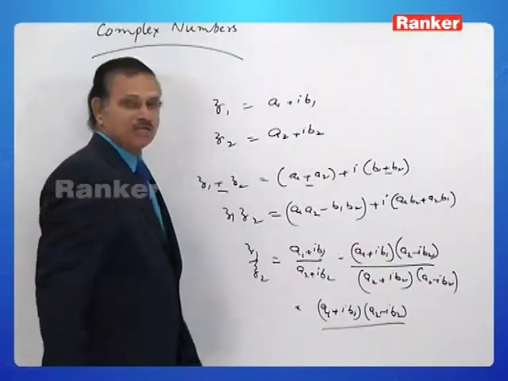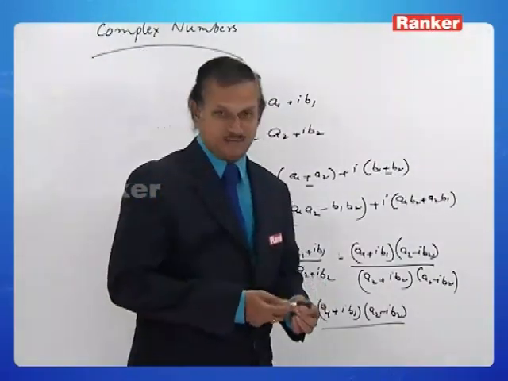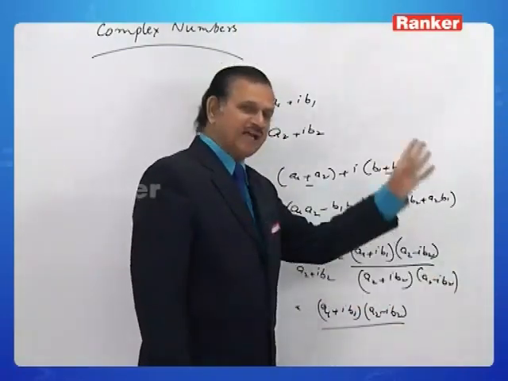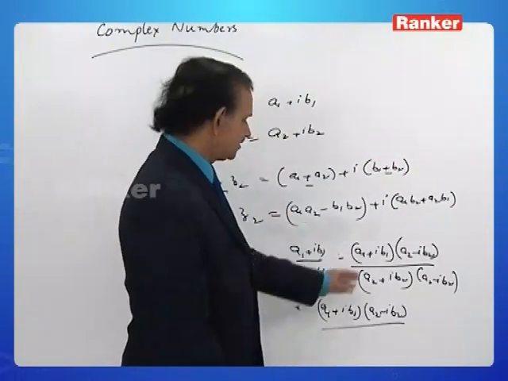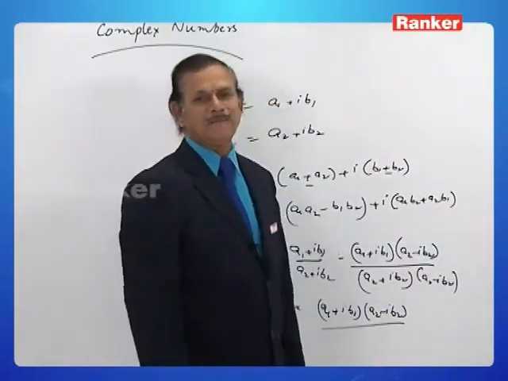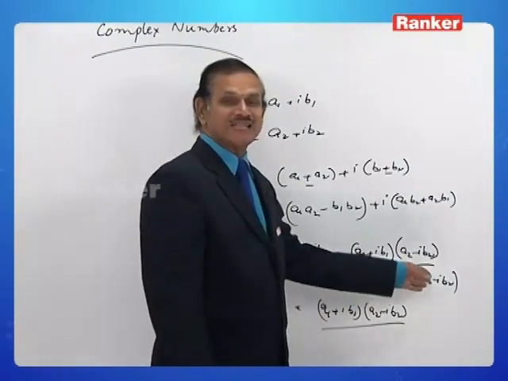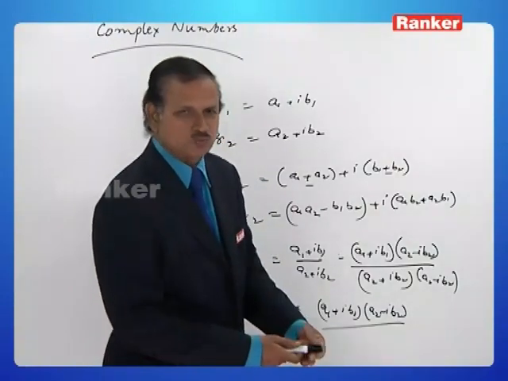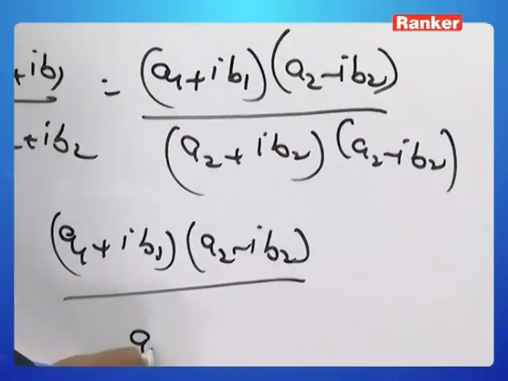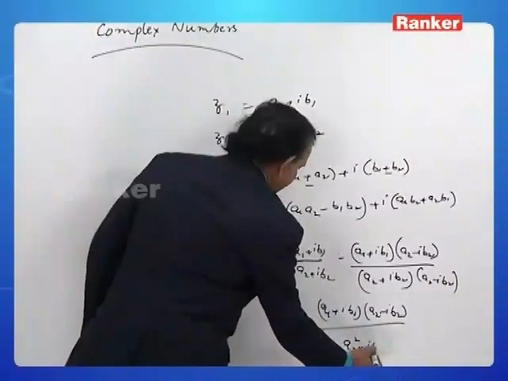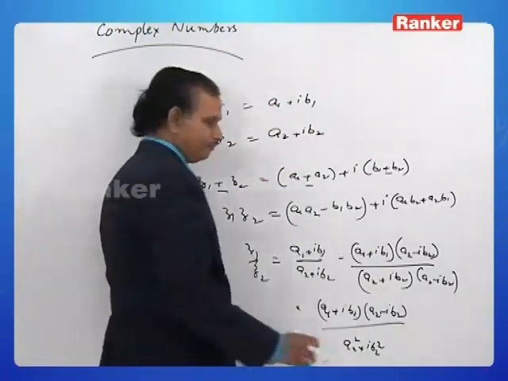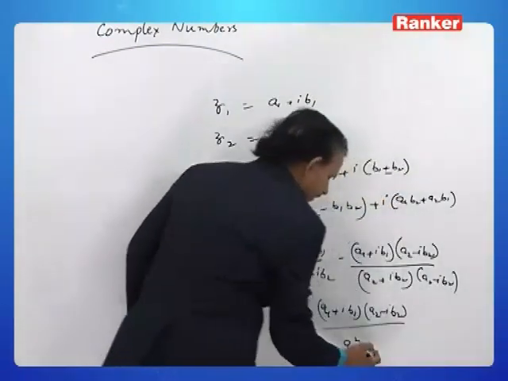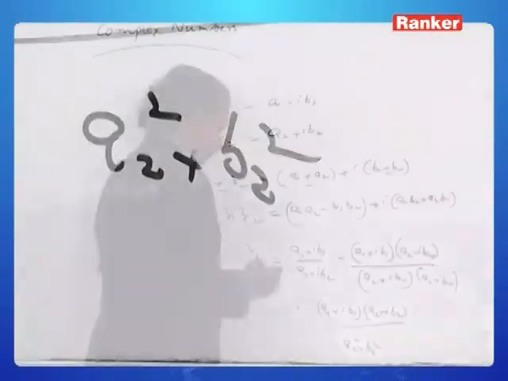The special interest will be about the denominator. A2 plus IB2 into A2 minus IB2. What will it be? It looks like x plus y into x minus y in our usual real number system. What is x plus y into x minus y? X square minus y square. That is A2 square minus I square B2 square. You see, I square is minus 1. So minus I square is plus 1. Hence, the denominator would be A2 square plus B2 square.